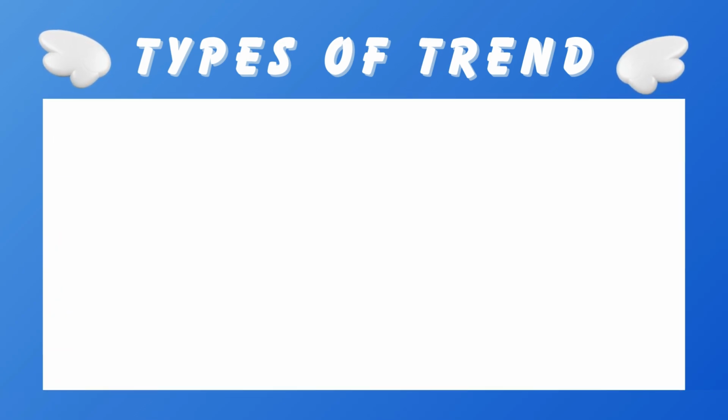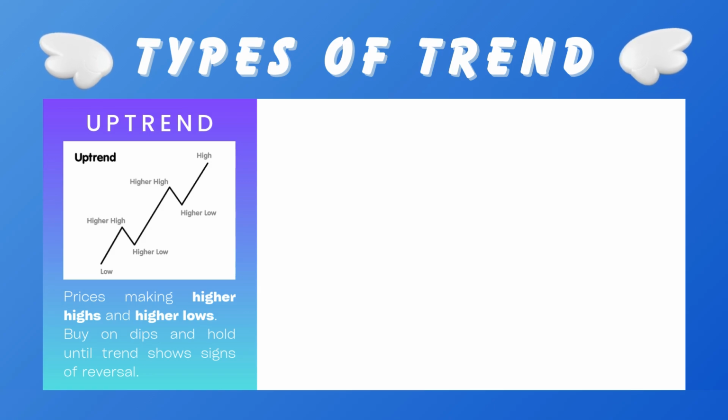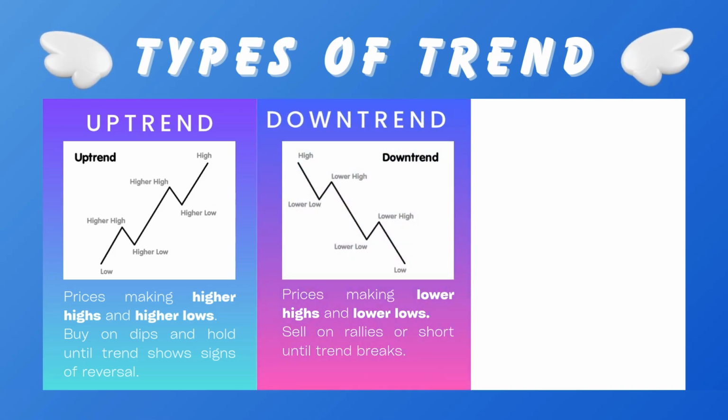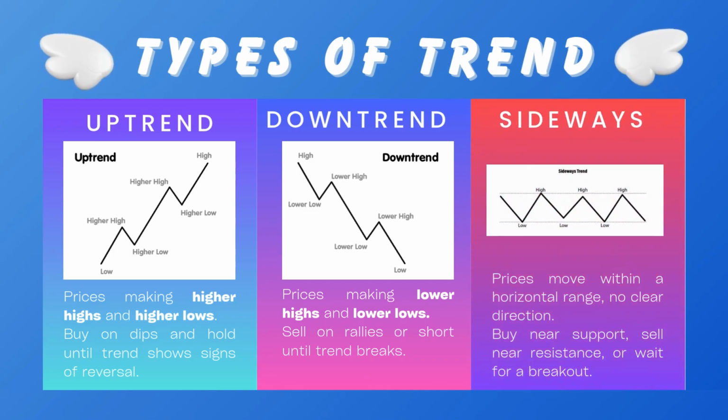In an uptrend, prices make higher highs and higher lows. The strategy is to buy on dips and hold until the trend shows signs of reversal. In a downtrend, prices make lower highs and lower lows. Traders sell on rallies or short until the trend breaks. In a sideways trend, prices move within a horizontal range with no clear direction. Traders buy near support, sell near resistance, or wait for a breakout.